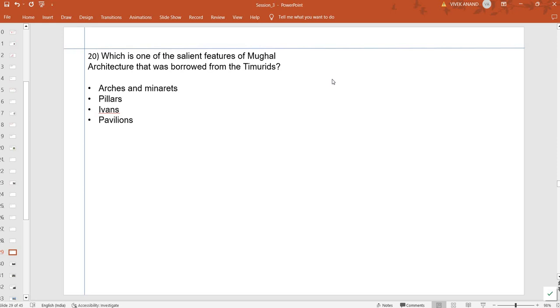One hint I can give is that this feature was carried forward since the Sultanate period only. They also adopted this in some of the buildings. In Afghanistan and the Middle East you can find this feature. So what should be the right answer?